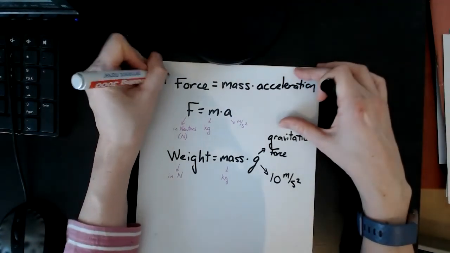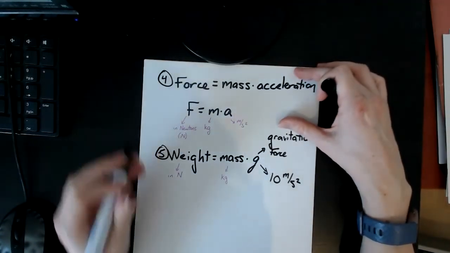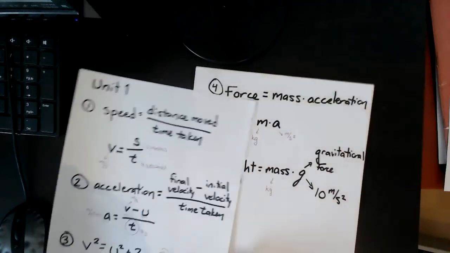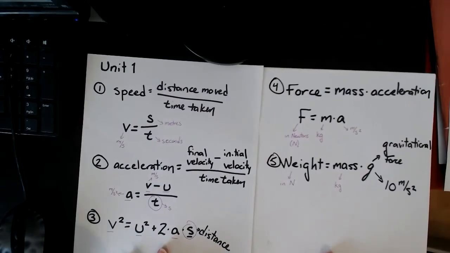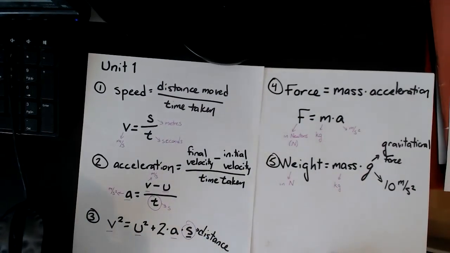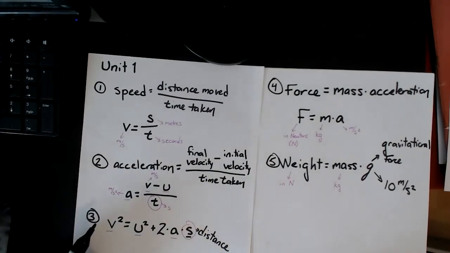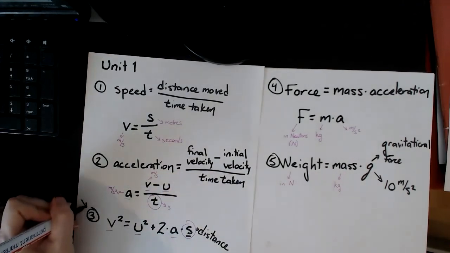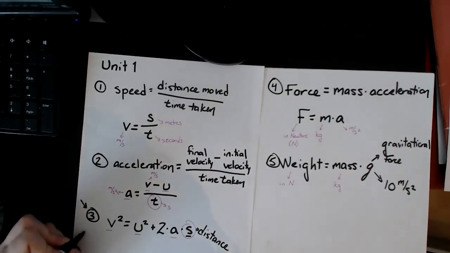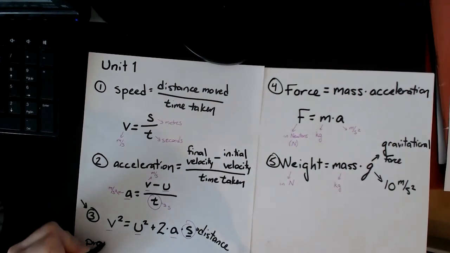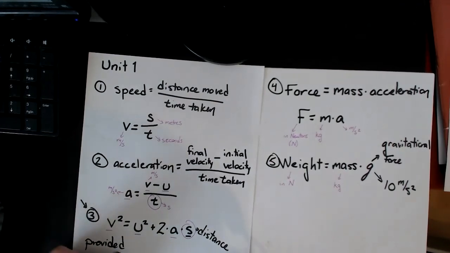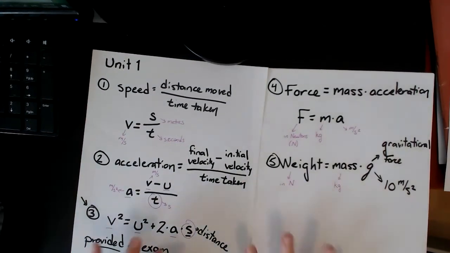So this is your fourth equation, and this is your fifth equation. So these are the 5 basic equations. Let me see if I can get them both in one shot. There we go. Those are your 5 basic equations that you need for Unit 1, okay? So I'll be giving you some questions to practice these. And just remember that the third one is actually provided, so you don't need to memorize it for the exam. It's on the formula sheet there. Okay, so these are your 5 equations for Unit 1.